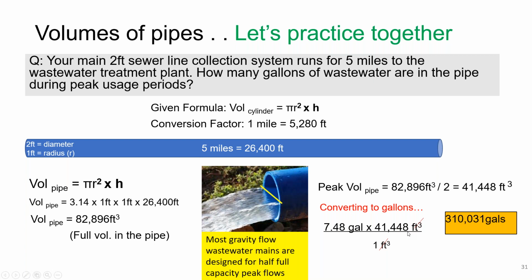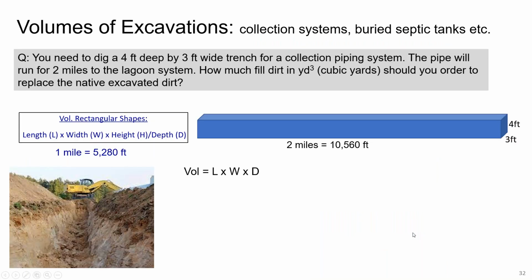So during peak flows, we expect 310,031 gallons to be flowing through that water main pipe. Okay, and of course, that can be equated to 310,000; it can be rounded up or rounded down as needed.